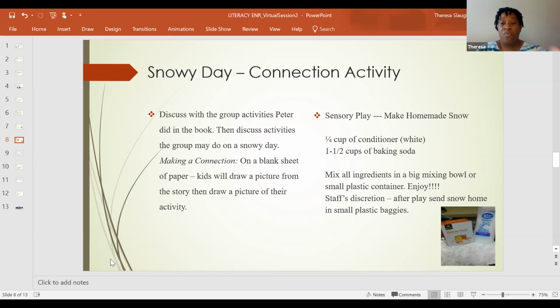On the left-hand side, the connection activity is just having a discussion, and it's going to involve art as well. So we would discuss the activities that Peter did in the book, bringing those out. Staff, you can write them on the board, however you want to do that. And then we would discuss activities that the group would do on a snowy day. You could do a compare and contrast if you want, that's up to you. Just making that connection of, hey, Peter does the same things that we do when it's snowing outside. We go outside and we play in the snow. We make a snowman. We go sledding.